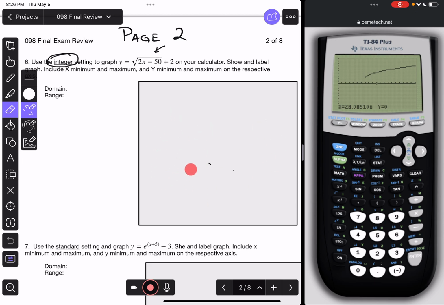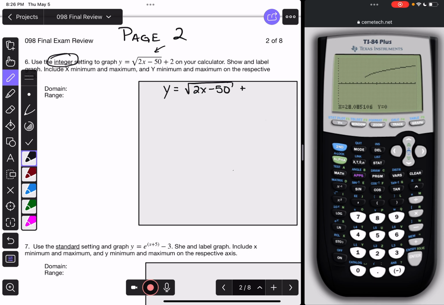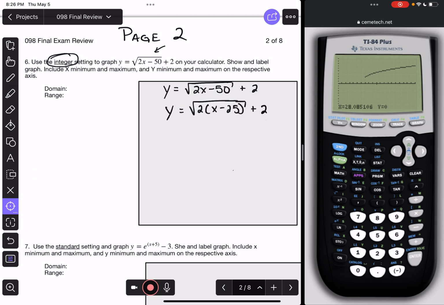So let's go ahead and see how this works. Now, the original function they gave us is y equals root 2x minus 50 plus 2. And I'm going to go inside that radical. I'm going to factor it like this. Just going to pull that 2 out, so I can see this in terms of an x minus h, because this is actually the thing that's going to control it shifting left and right.